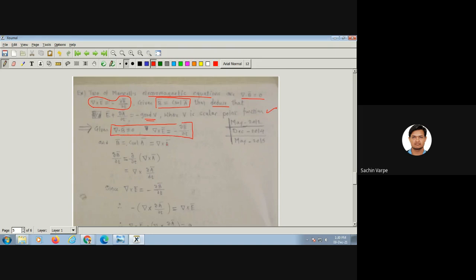And B bar is actually the curl of A bar. That is also given to us. But in the deduction part, we want ∂A bar/∂t. So to get the derivative of A bar, we differentiate this B bar on both sides, because A bar is there in B bar only. So we differentiate both sides.